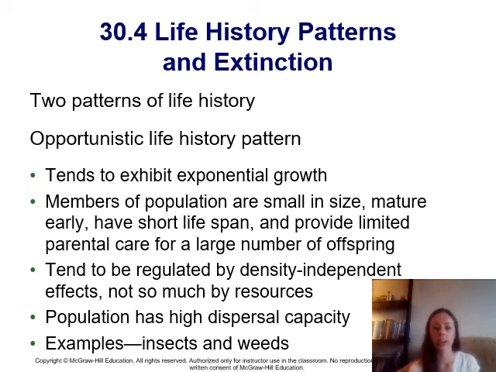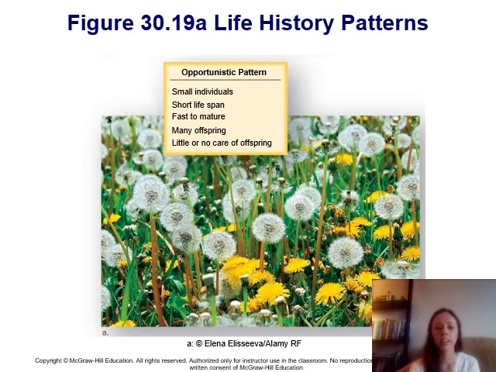These organisms have a high dispersal capacity, which means that they can spread from place to place pretty quickly, and so their populations will generally experience that exponential growth rate. These organisms are able to adapt quickly to various kinds of changes that they might find in their environment. Dandelions are a good example of an opportunistic species, as they are always found in your lawn and are really hard to get rid of.